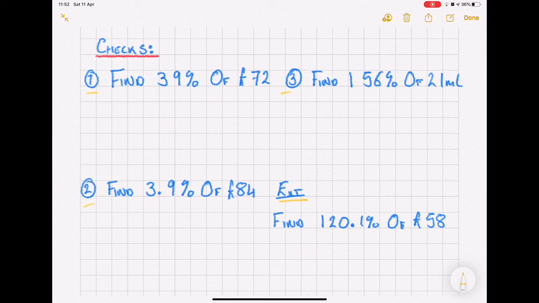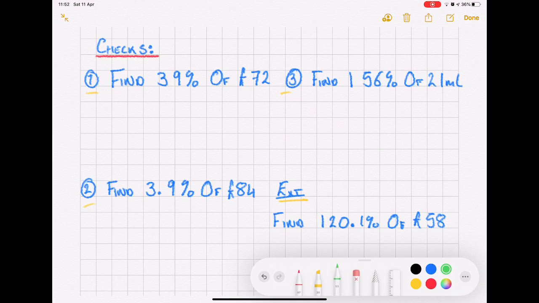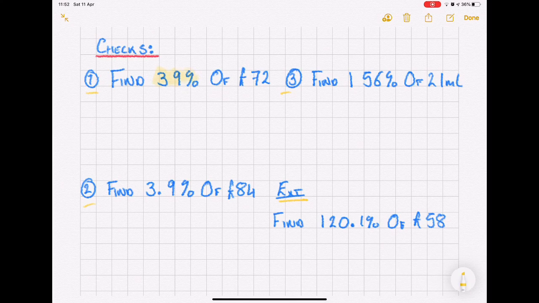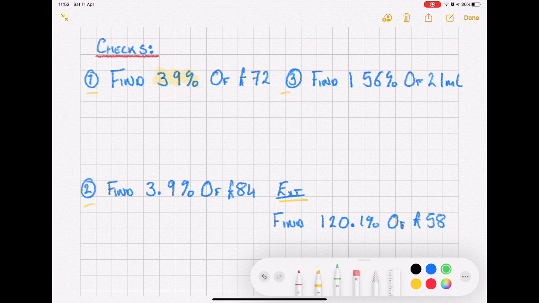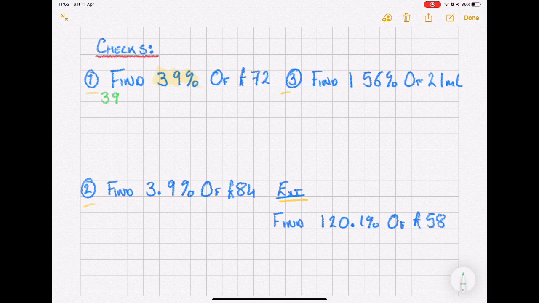Okay, let's look at this first one, 39%. So let's find our multiplier. 39% divided by 100 gives us 0.39. 0.39 times by £72 gives us £28.08 is our final answer.